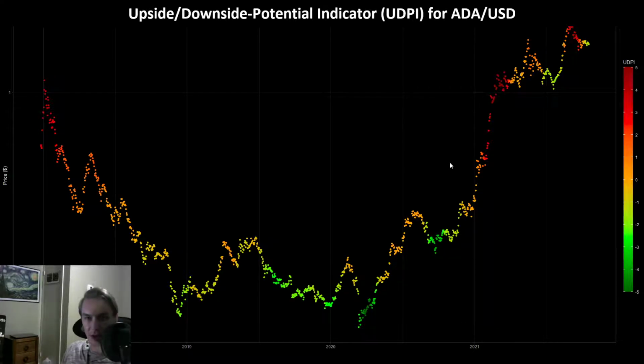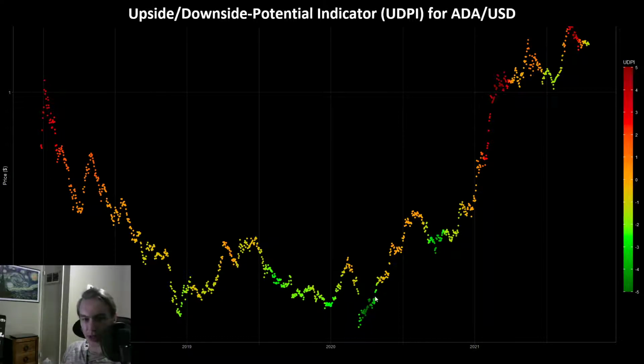And so this graph that I'm showing here is the price history of ADA in logarithmic price. And what we can see is that it's done a pretty great job at identifying when it's risky to be buying ADA, when it's likely to be correcting in the near future, versus when it's especially good to be buying ADA. So for example, in this peak here at the very beginning of 2018, the UDPI was spiking. It was saying this was not a good time to be buying ADA.